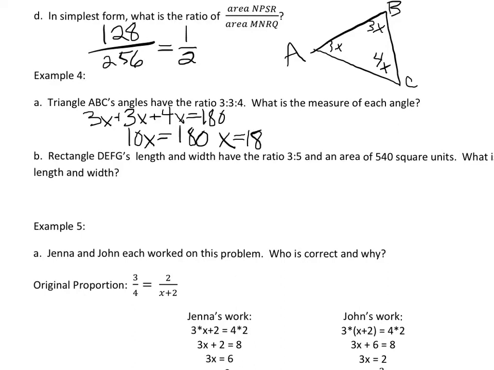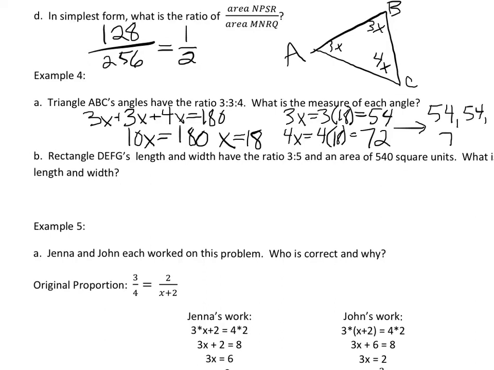Then we can solve for each angle measure by plugging our x back in. The two angles that are 3x big are 3 times 18, which is 54. And 4 times x is 4 times 18, which is 72. So the measures of the angles are 54, 54, and 72 degrees. And we can check to make sure that those add up to 180, as they should.